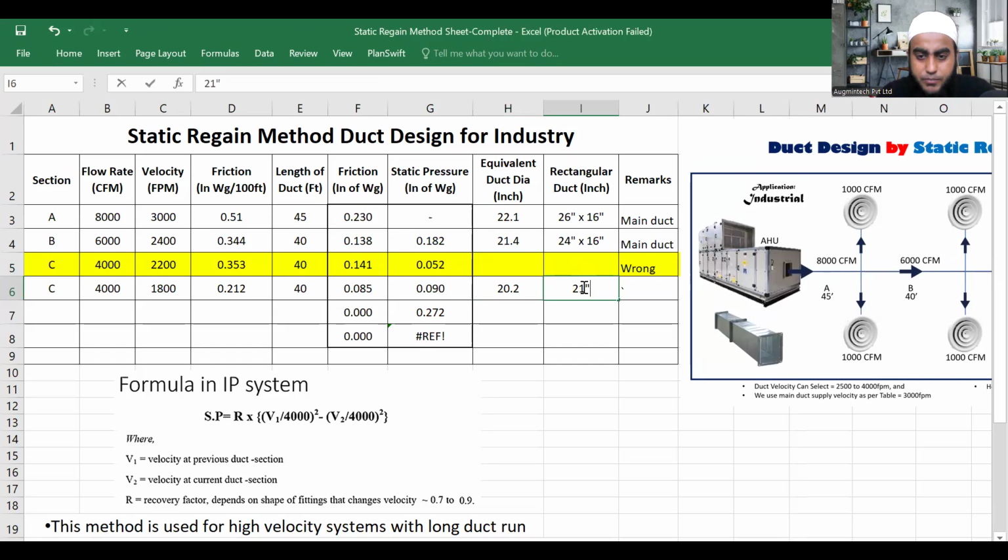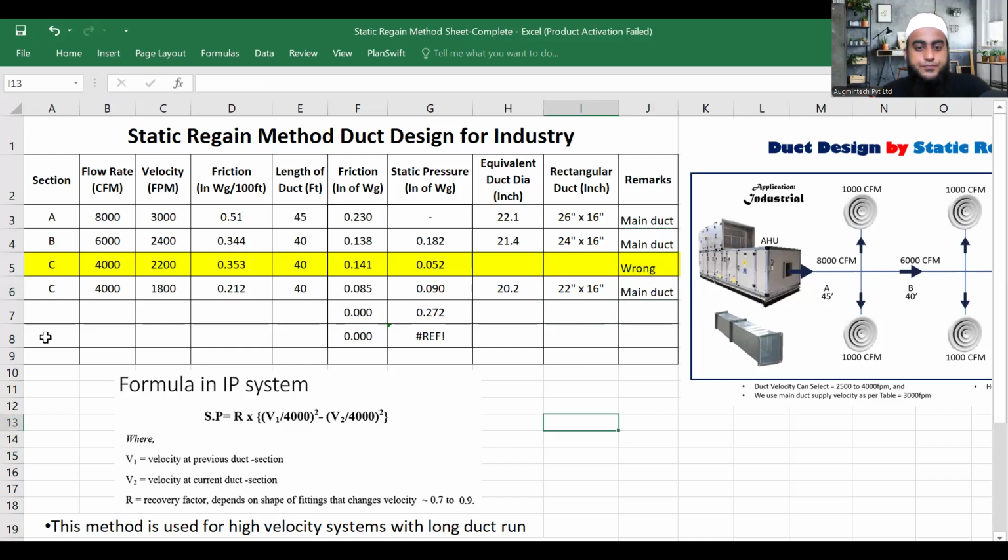So always remember, as I already told you, we don't need to select this because the fabricator will manufacture the ducts in some standard size. So we don't need to select the odd number here. Better is to go for 22 inch. The duct will always be fabricated as 22 inch by 16 inch. Okay. Now it is right. This is the main duct, so you can copy it. So all of it clear up to here?